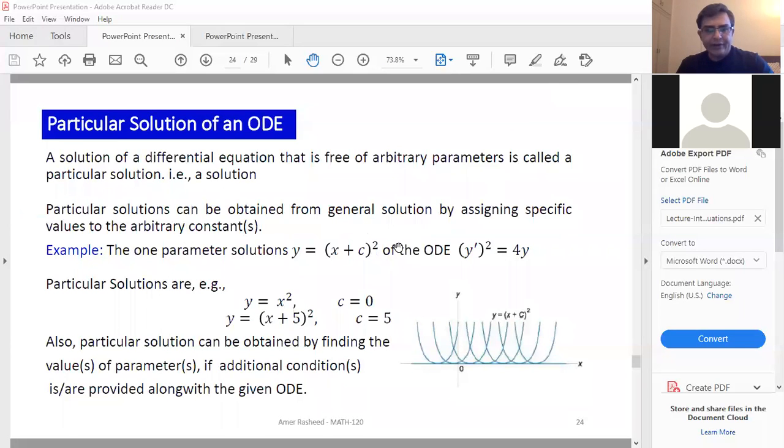For example, in this figure, you can see there are infinitely many solutions. And what are these particular solutions? They are only this one where y is equal to x square, and this one where y is equal to x plus 5 whole square. So you can see a particular solution between these curves.